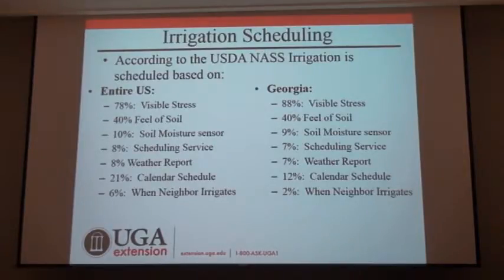A scheduling service, 7%, so maybe that's an online scheduling tool, Irrigator Pro, UF Peanut Farm, something like that. 7% on weather report, 12% on a calendar schedule, so they just kind of hash it out and say, this is what I've got to get done when, and we're running these systems on these days. And then 2%, which is good. I'm glad it's down to 2 and not much higher on when their neighbors irrigate, because that's the worst strategy I think you can follow. I think it's put on there as a joke, I would hope.